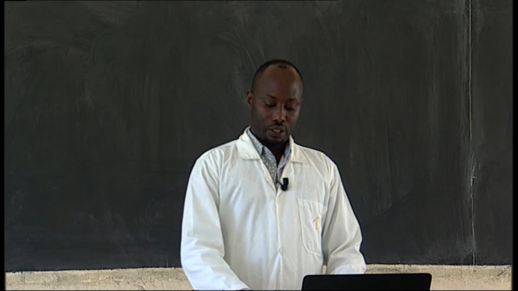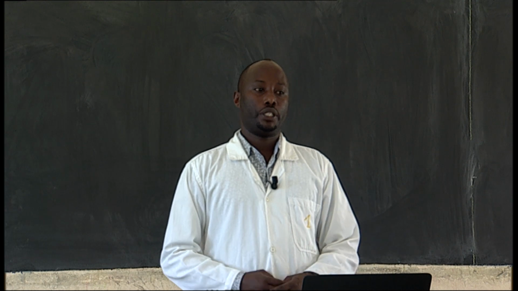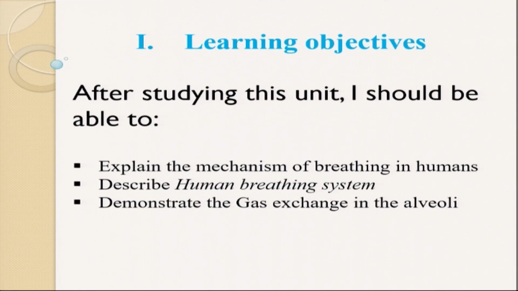So let's start our lesson, and we have the learning objectives. At the end of this lesson, we have to be able to explain the mechanism of breathing in humans, describe the human breathing system, and demonstrate the gaseous exchange in the alveolar sac or alveoli. So those are the learning objectives of the lesson. So quickly, let's go to the breathing mechanism in humans.